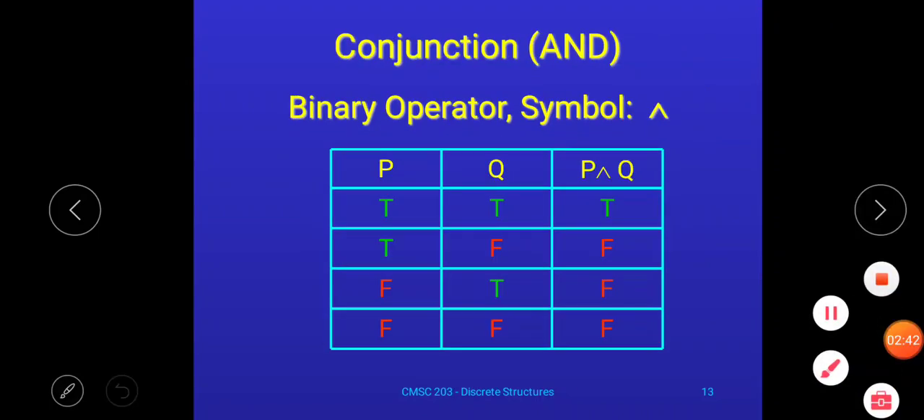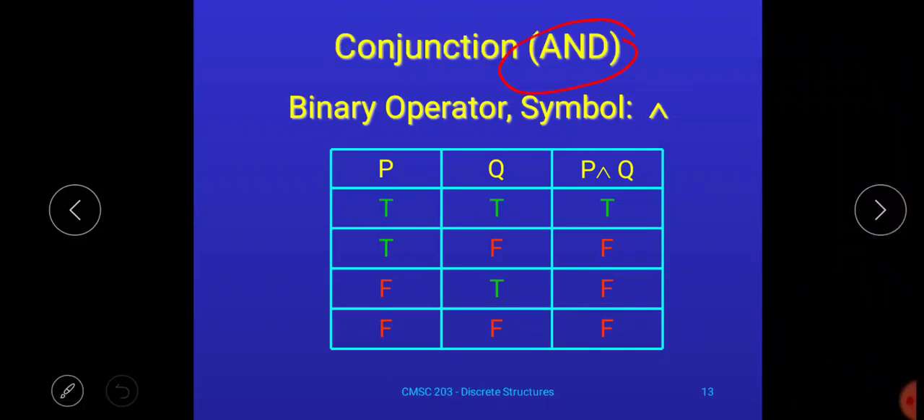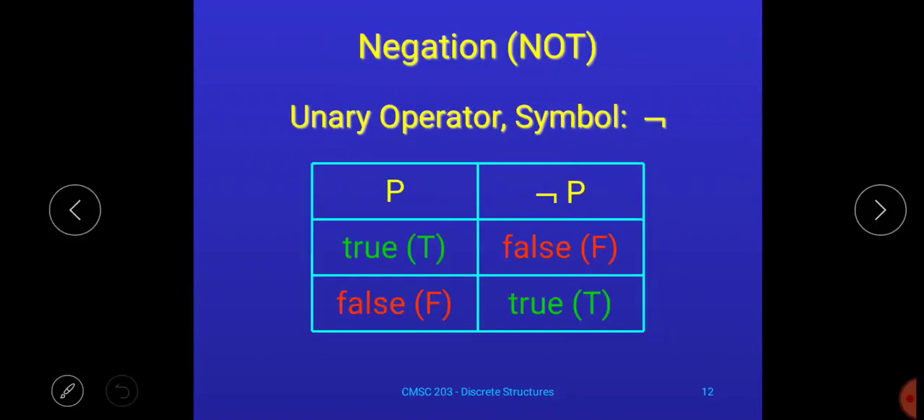Now we will discuss AND, the next logical connective. AND is also called conjunction, as we already discussed, and it is denoted by this symbol. Before that, I just want to discuss one more point related to negation. Negation is a unary logical connective. Unary means negation we can apply only on one proposition.